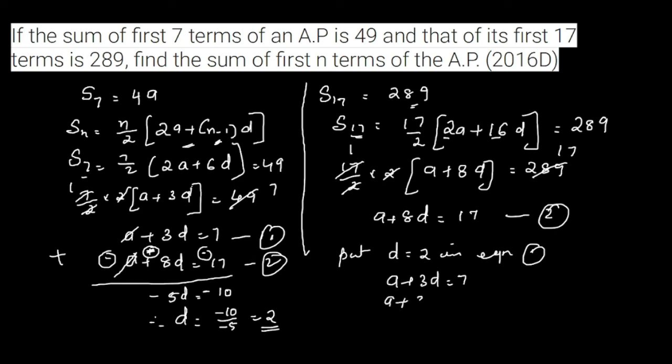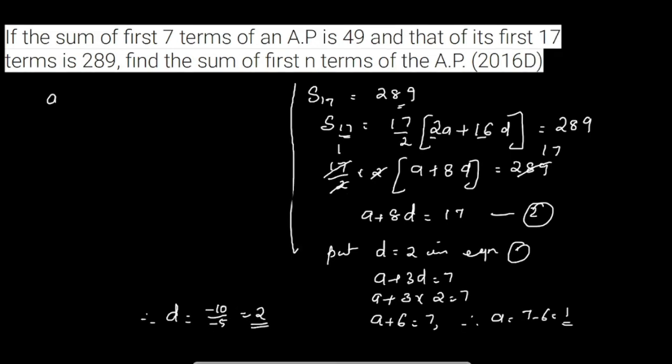So a plus 3d is equal to 7. A plus 3 into 2 is equal to 7. A plus 6 is equal to 7. Therefore, a is equal to 7 minus 6, which is 1. So a is equal to 1 and d is equal to 2. The first term is 1 and the common difference d is 2, right?